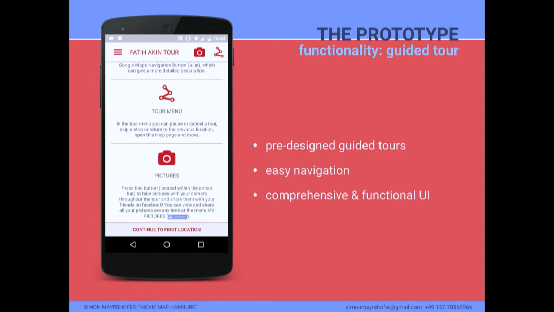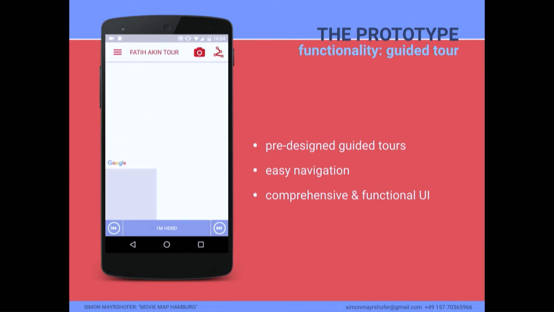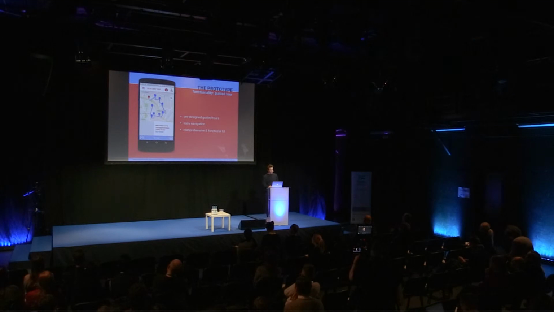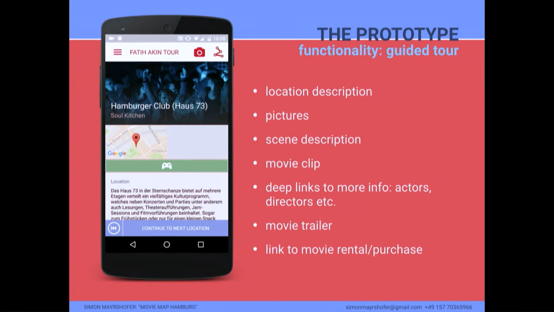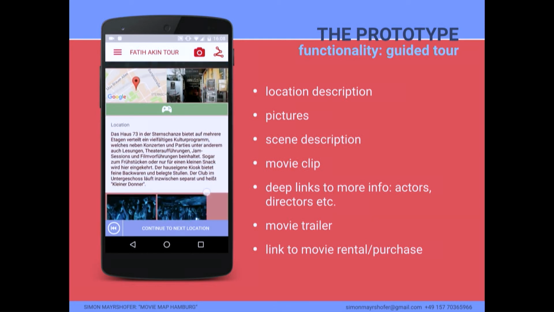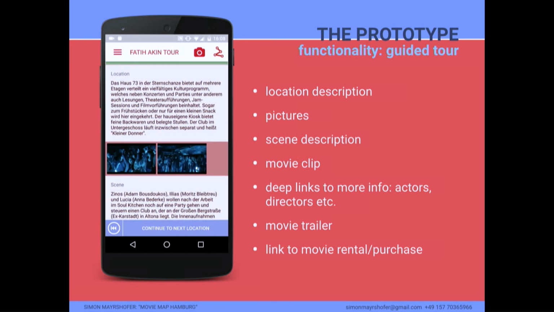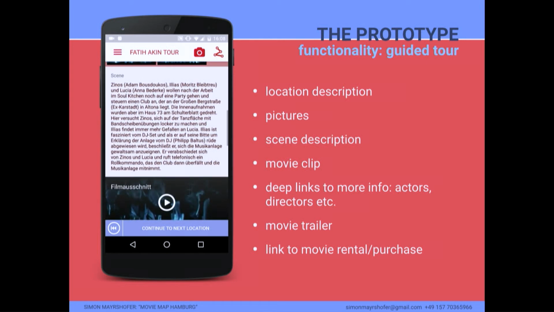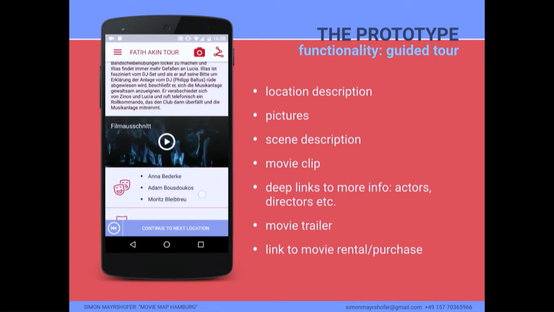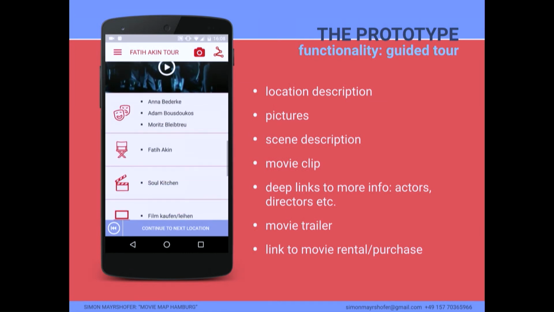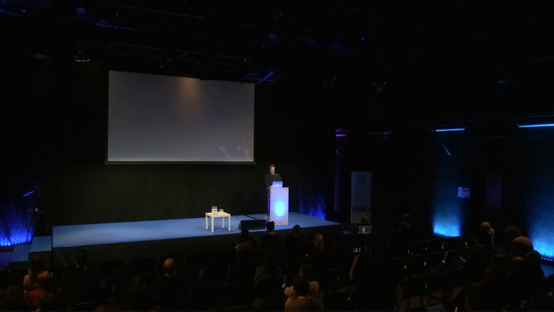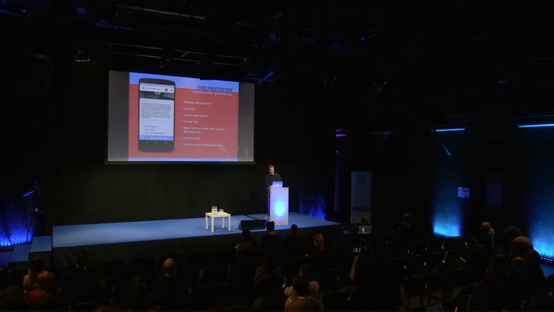On arrival at the desired point of interest, the user is displayed a compilation of hopefully fun, informative, and relevant information that include a location description, pictures, such as movie stills, behind-the-scenes shots, set pictures, and more. A description and clip of the scene shot at this location. Deep links to information on the actor, director, etc. And the user has the possibility to watch the movie trailer and rent or purchase the movie itself.